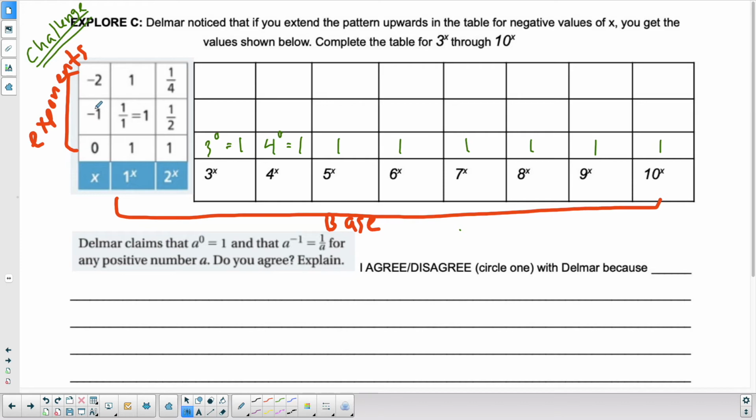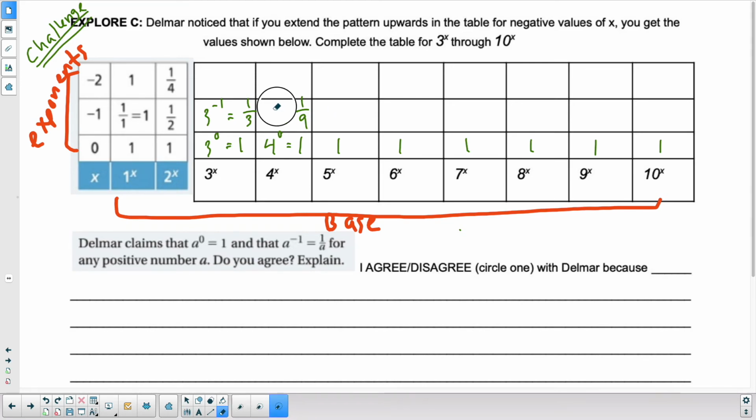When our exponent is -1, let's test it out. 3 to the -1. If you type this into your calculator, it's going to give you a decimal. It's going to give you 0.333 repeating. If you change it to fraction mode on your calculator, you'll see it gives you 1/3. 3 to the -2nd power, if you type this in fraction mode on your calculator, is 1/9.